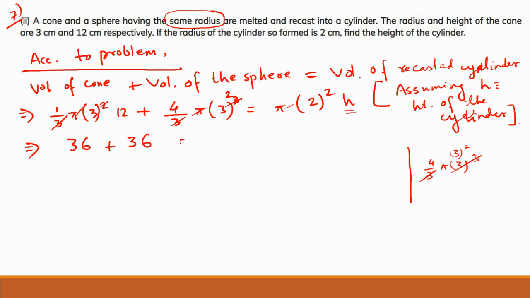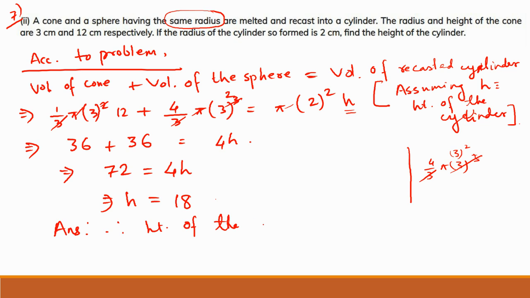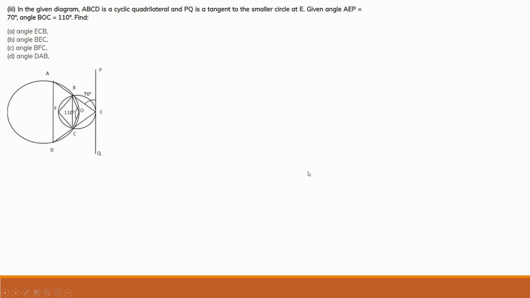Okay, so this will give us 4h. So this is 72 equals 4h. This will give us h equals 18. Okay, answer: therefore the height of this cylinder is 18 centimeter. Okay, hope this problem is clear to you.